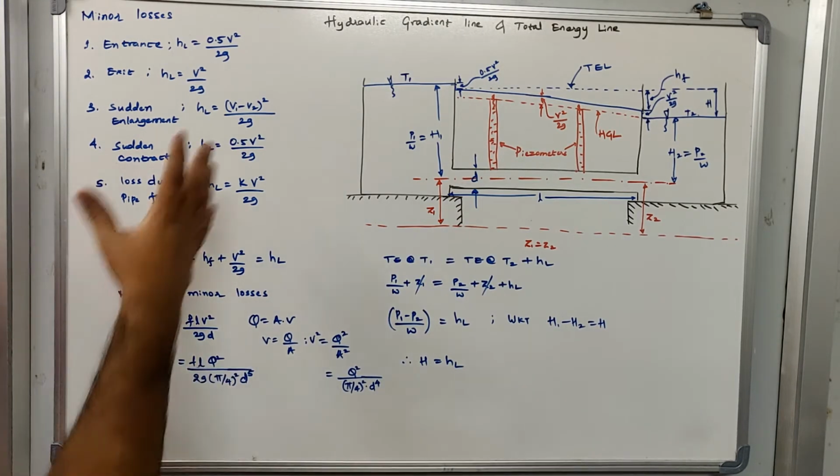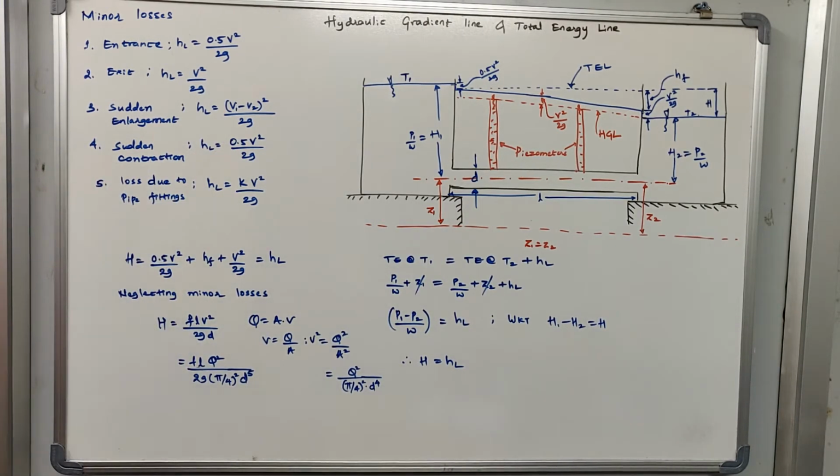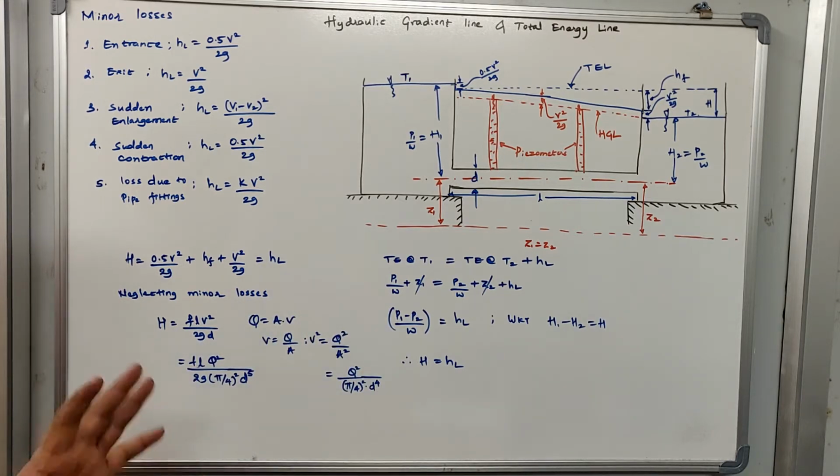Okay, so once we have understood all the losses that take place when the water travels from one point to another, we have understood that there is a loss of energy. The next step is to interpret those losses and use them in understanding fluid flow problems, right? So let us take an example.